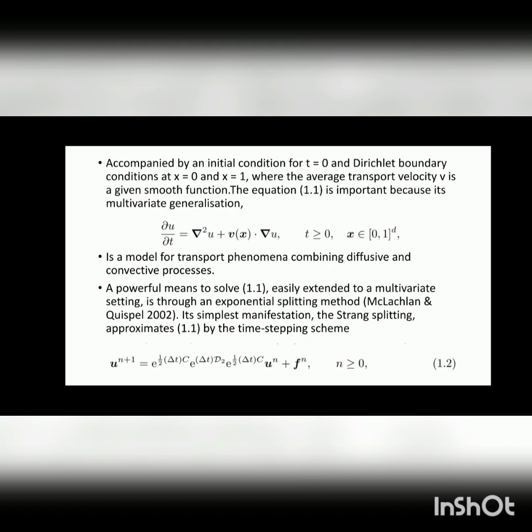A combination of diffusive and convective processes. A powerful means to solve it, easily extended to a multivariate setting, is through an exponential splitting method. Its simplest manifestation, the Strang splitting, approximates by the time stepping scheme, and this is the equation.